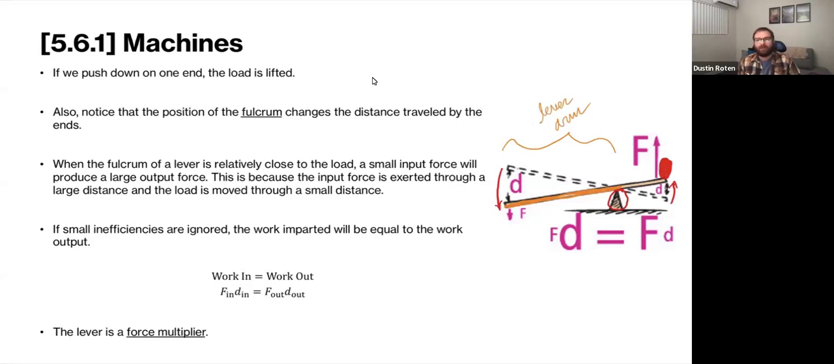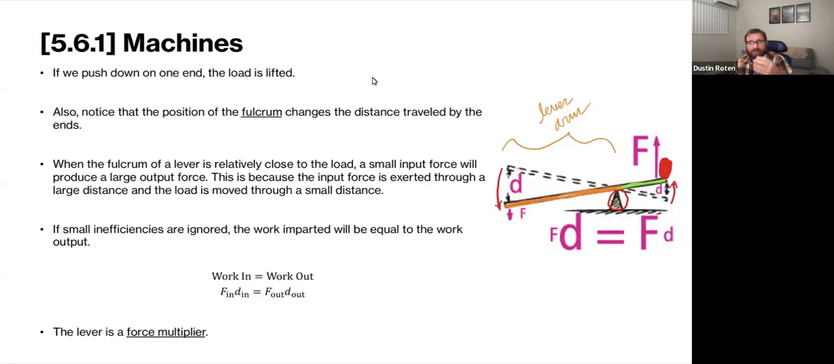There we go. A very long lever arm. On the other side, you have a shorter lever arm. Okay, and the length of your lever arms depends on where your fulcrum is. Now, when the fulcrum of a lever is relatively close to the load, like it is now, it's closer to this boulder I've drawn.